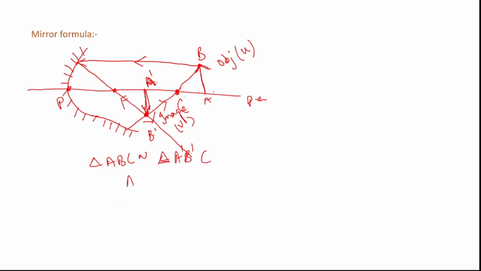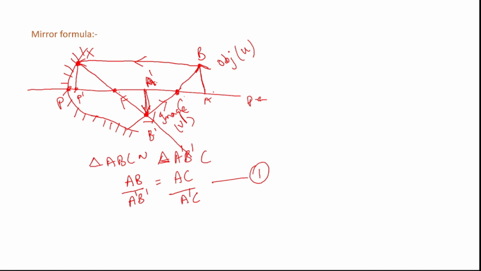What will happen? AB by A'B' will be equal to AC by A'C, right? So let this be the first equation. And next, let us draw a perpendicular line from this point. Let us say this ray is X. So let us draw a perpendicular onto the principal axis from X. Let us say the point where this perpendicular meets the principal axis is P'.